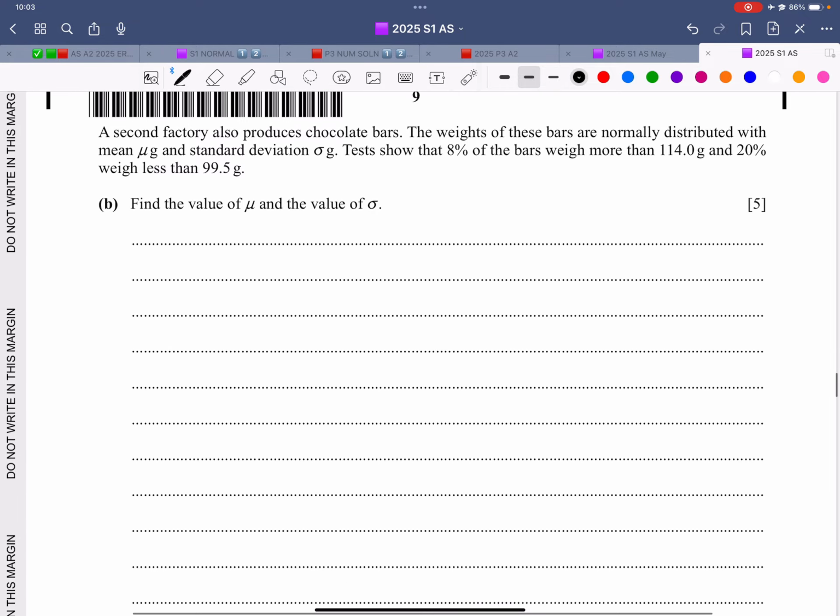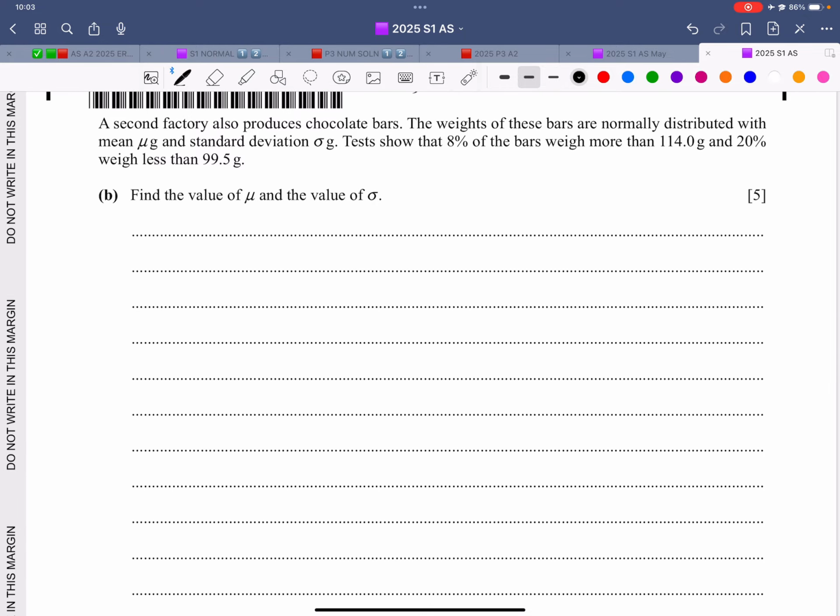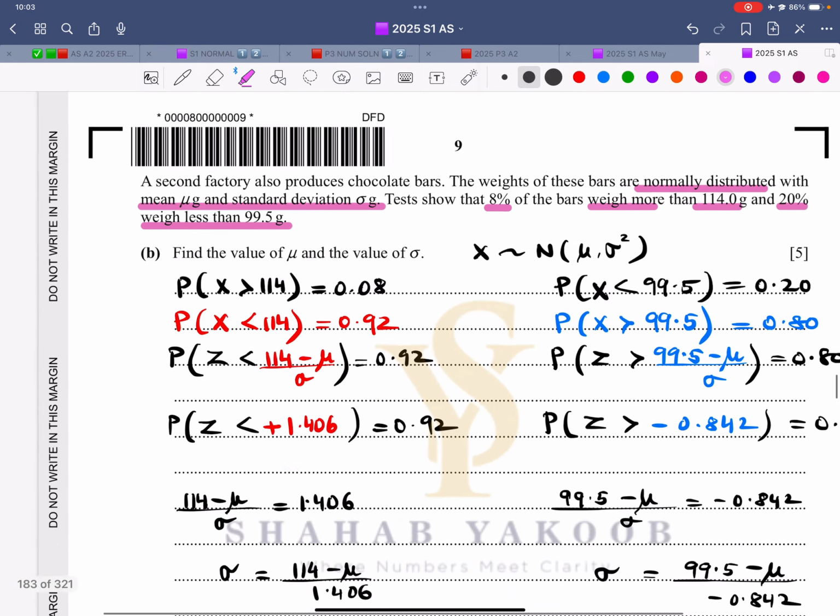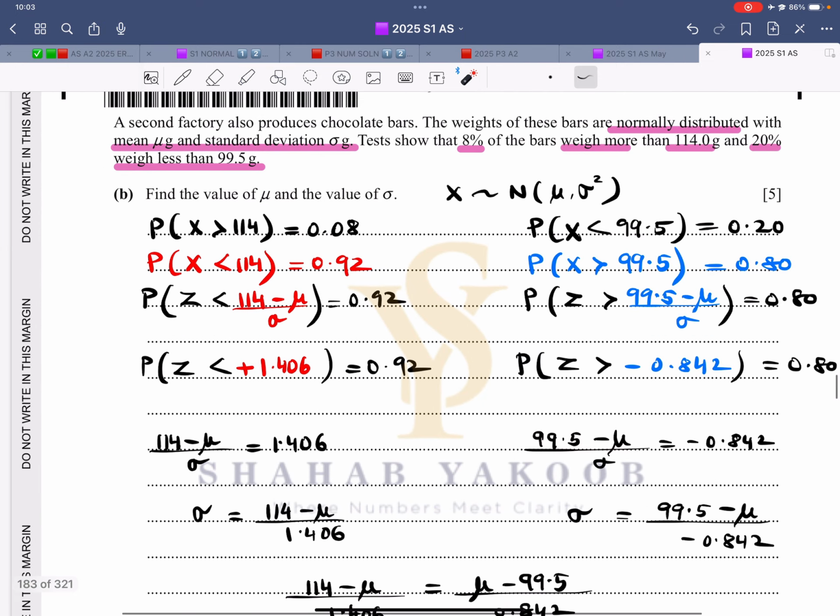Now the question continues. Again, normal distribution, the traditional question, which is about finding the value of mu and sigma based upon the information given. So now it says a second factory also produces chocolate bars. The weights are normally distributed. This is unknown mu. This is unknown sigma. 8% more than 114. 20% less than 99.5. Right away change it because this is lesser than 50%. So 8% becomes 92%, inequality flips. 20% becomes 80%, inequality flips.